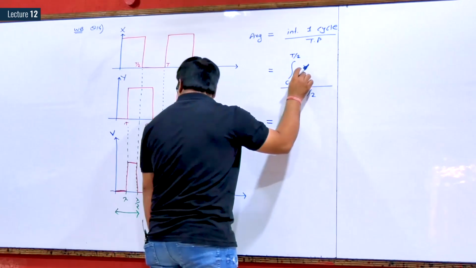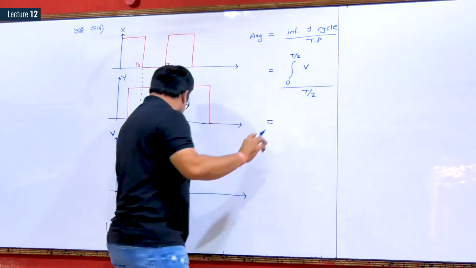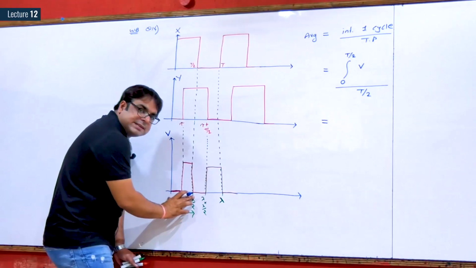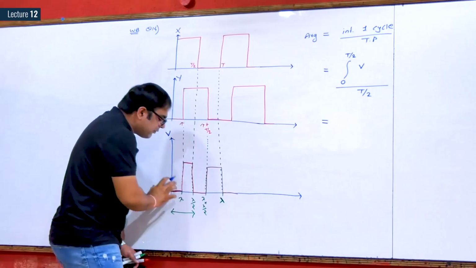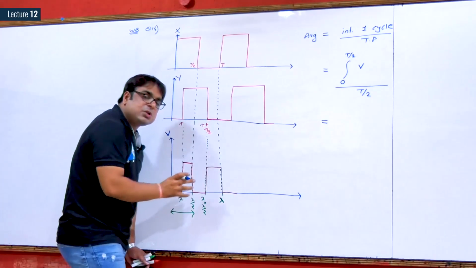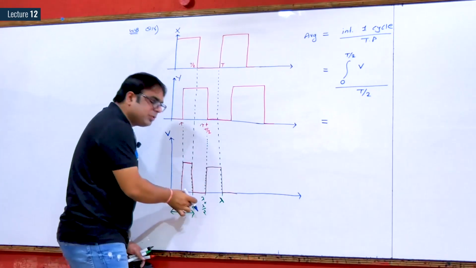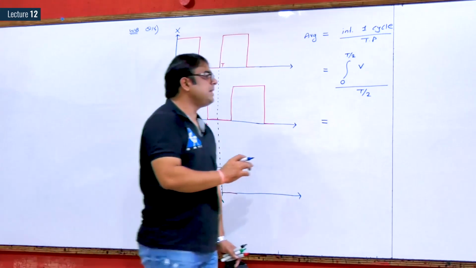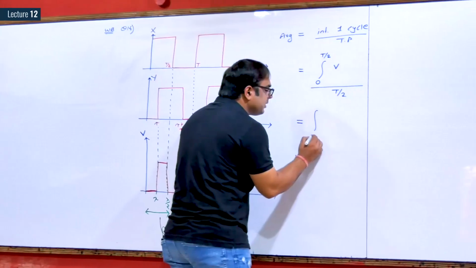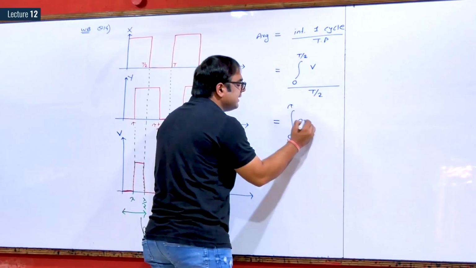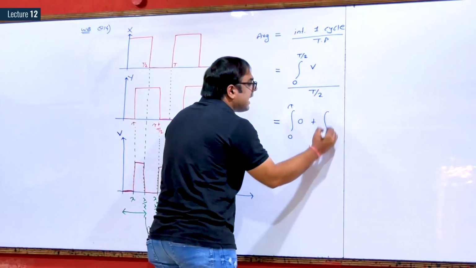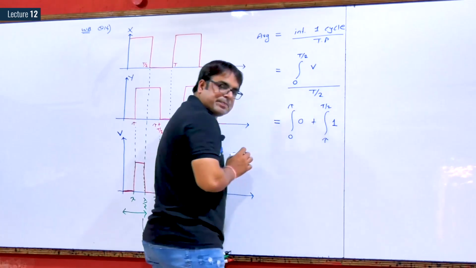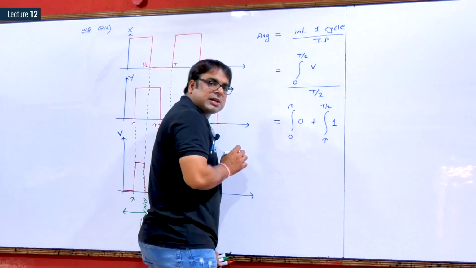Now the output waveform, you have to integrate this waveform. From 0 to tau the waveform is 0, so you have to integrate only from tau to T by 2. From 0 to tau it will become 0, and from tau to T by 2 it will become logic 1.